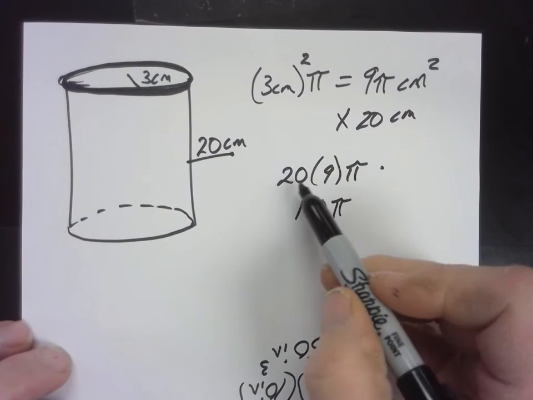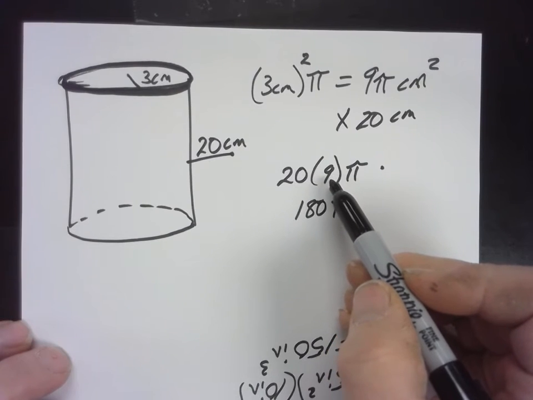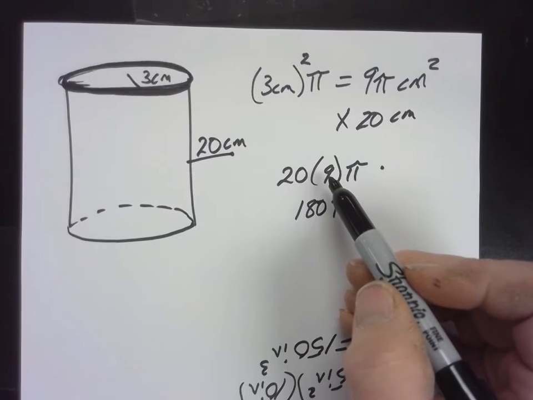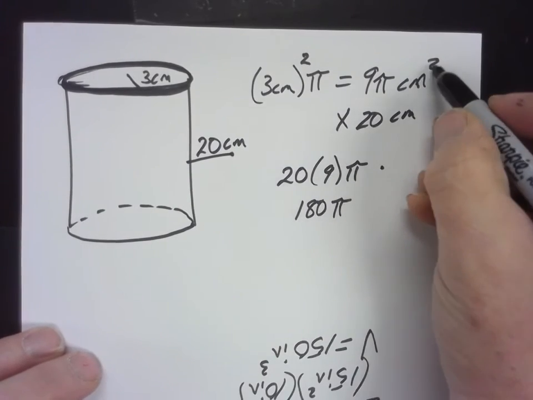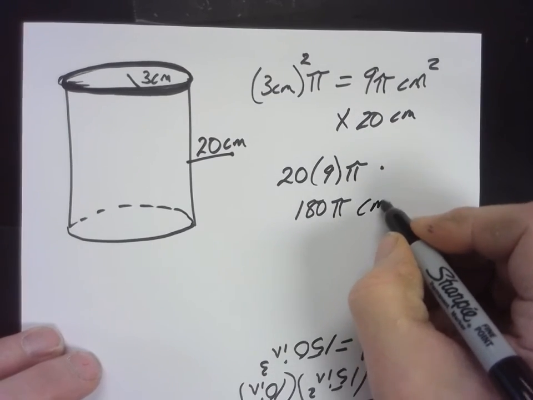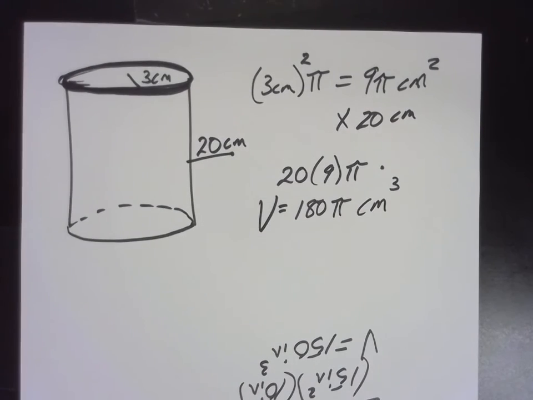it's okay to times the 20 and the 9 before you times by the pi. You don't have to times by pi first. It's timesing. You can do it in whatever order you like. It's commutative. Times pi, and square centimeters times centimeters? Cubic centimeters. There's the volume of the figure.